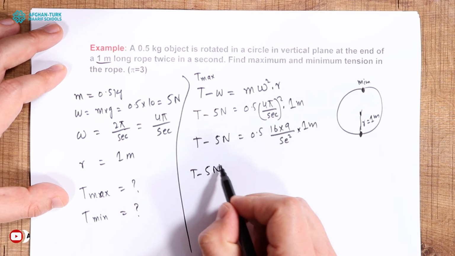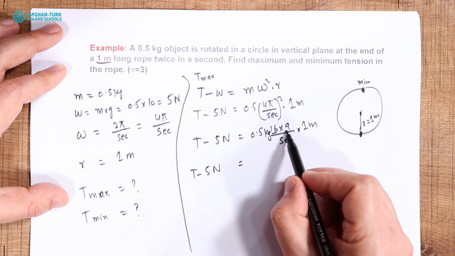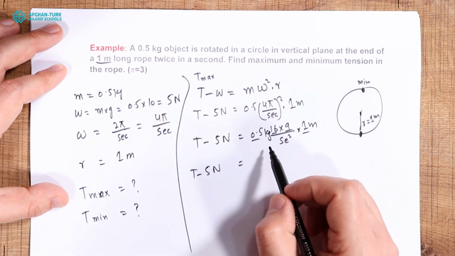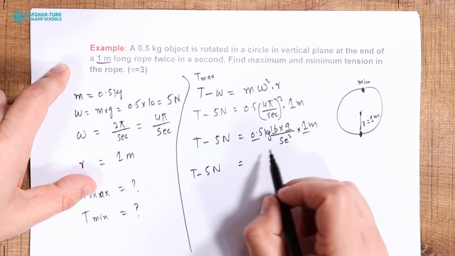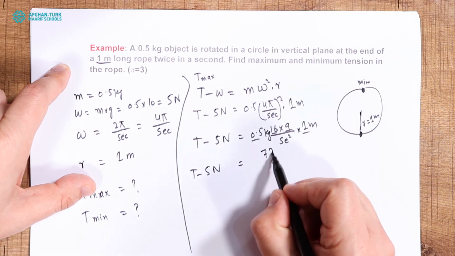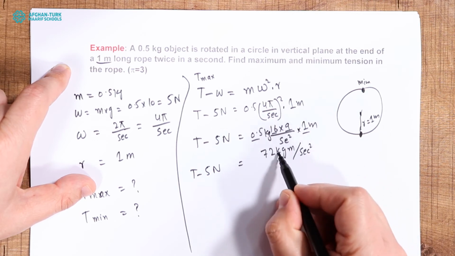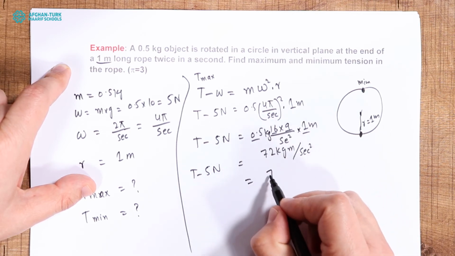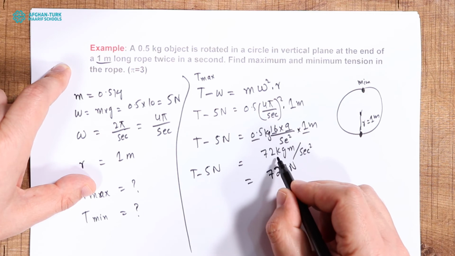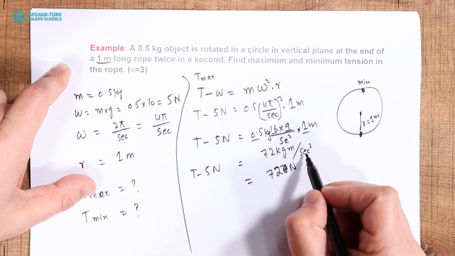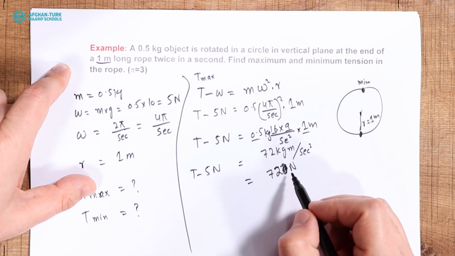So T minus 5 Newton is equal to, if we multiply 16, 9, 0.5 and 1, the remaining value is 72 kilogram meter per second square. Kilogram meter per second square is equal to force, so this will be equal to 72 Newton.